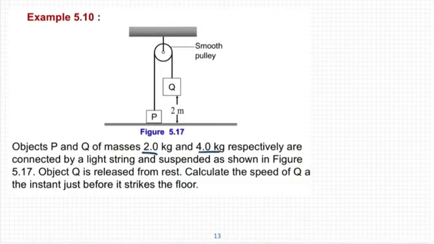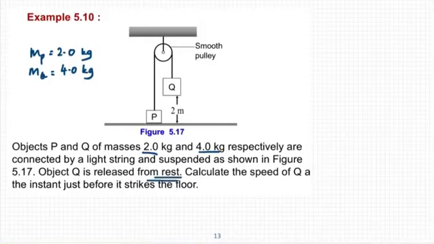We have two objects with masses MP is 2 kg and MQ is 4 kg. They are connected by a light string and suspended, and the object Q is released from rest, which means that object Q has an initial speed which is 0, and if we find the kinetic energy of object Q, we get 0 as well. The question is asking us to find the speed of Q just before it strikes the floor. So we want to find VQ.